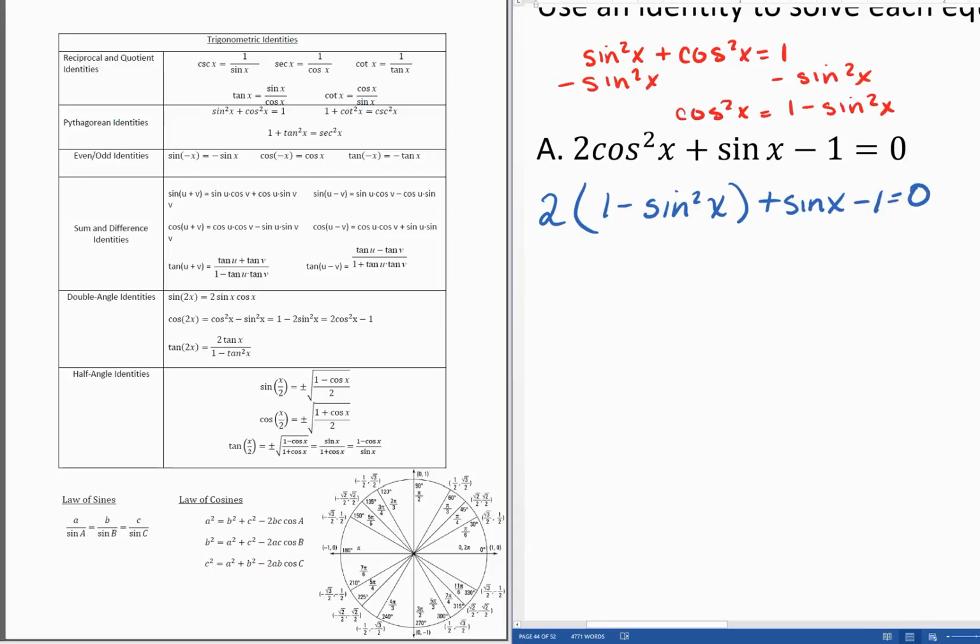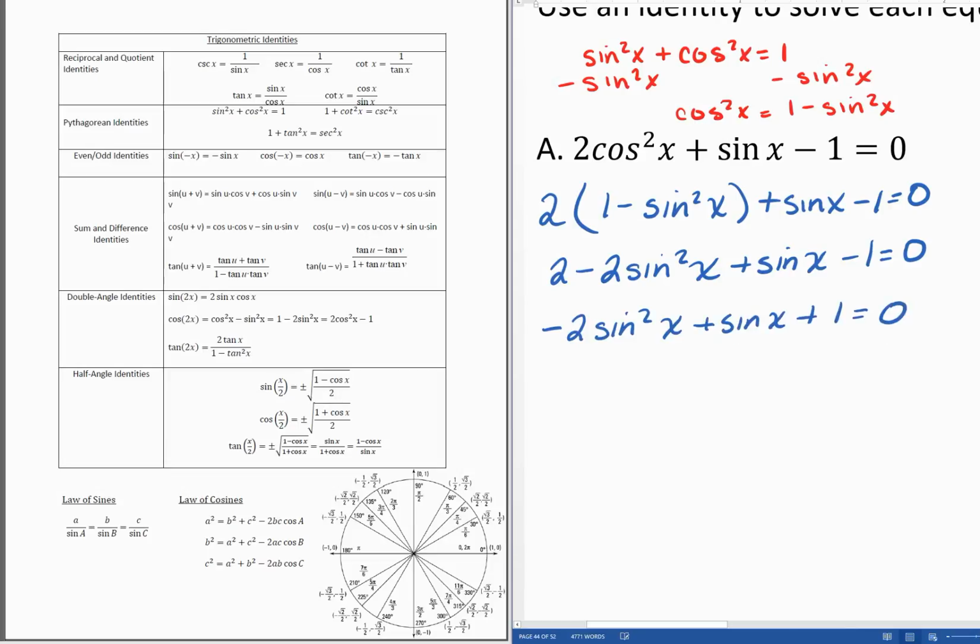So I'm going to distribute the 2, so we have 2 minus 2 sine squared of x plus sine of x minus 1 equals 0. And if we combine like terms, I'm going to write this as minus 2 sine squared of x plus sine of x plus 1 equals 0. And now we want to see if this factors. Let's try factoring it.